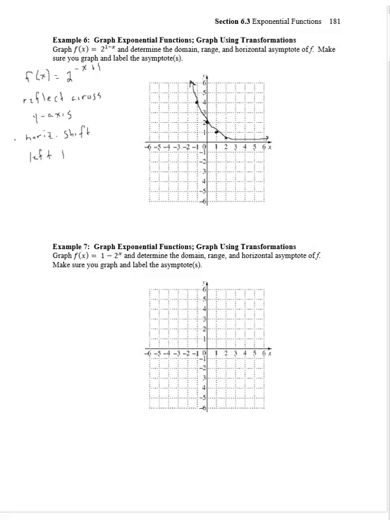So we would do the horizontal shift first and then the reflection. So the domain is still -infinity to infinity. The range is 0 to infinity. And we still have a horizontal asymptote at y equals 0.